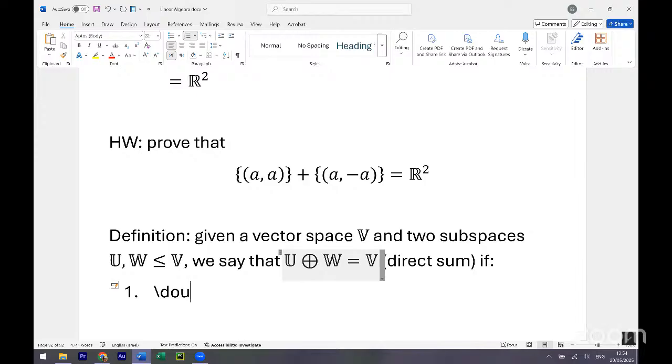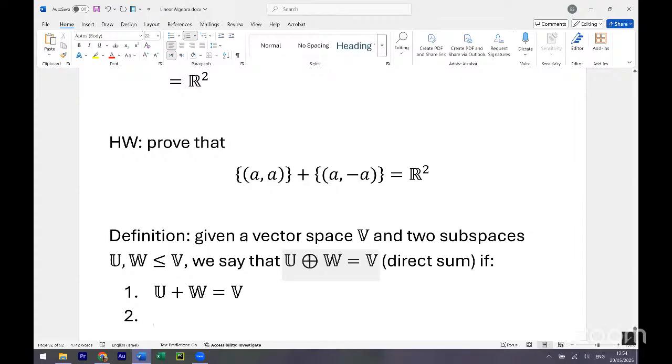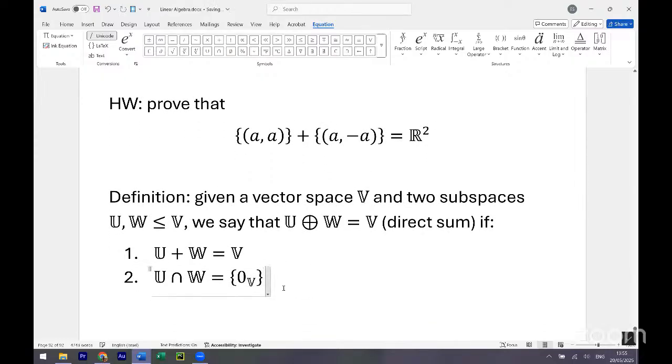We wish U and W, the sum of U and W, to actually be equal to V. But on top of that, the circle here says another thing: that the intersection of U and W, what do you guess it will be? I saw it. Yeah, it will be only the zero vector. And that's the reason they use the XOR sign. No, I think it's plus with the circle. So plus is obvious and the circle means zero.